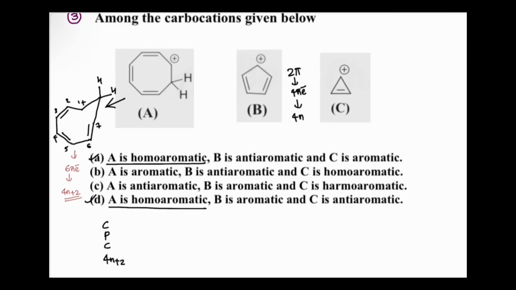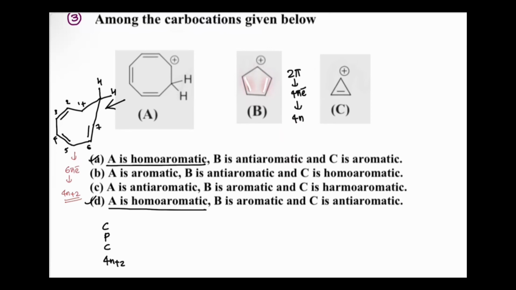Now we look at the other criteria for a molecule to be anti-aromatic, that is cyclic, planar, conjugated. Here this molecule is cyclic and all the atoms are sp2 hybridized, so it is planar, and it is conjugated because it contains 2 pi bonds and a carbocation. So the first three criteria are satisfied, and it contains 4n pi electrons. So the B molecule is anti-aromatic.